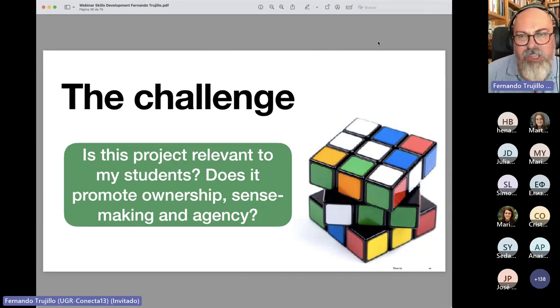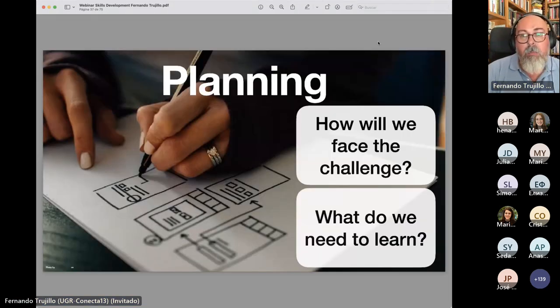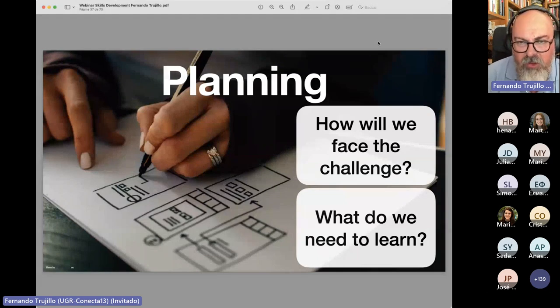Well, first of all, the challenge. In fact, at that step, the challenge is where we must think back about those three questions we have stated a few minutes ago: ownership, sense-making, agency. Well, is the challenge and consequently the project relevant to my students? Does it promote ownership, sense-making, and agency? Those are the questions to consider when designing the challenge of our project. Planning is the moment in which we invoke the knowledge we need to solve the question, the driving question or the problem. Because at that step, planning is where we ask ourselves how we can face the challenge and what we may need to solve that challenge.